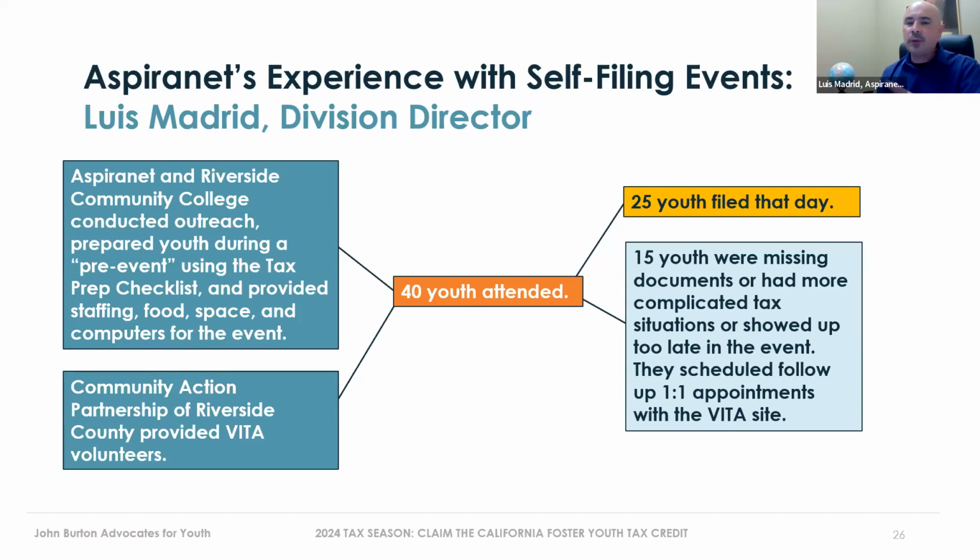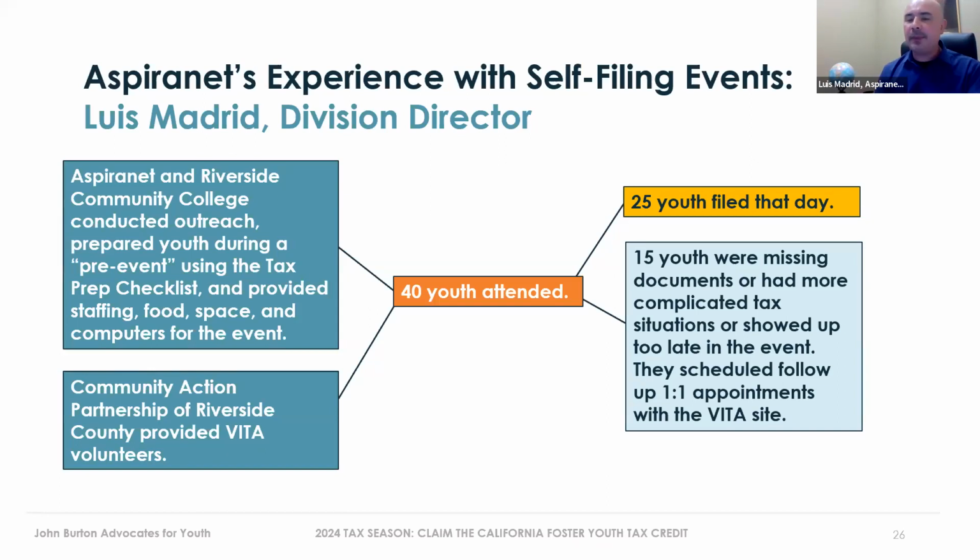Between our Riverside office and also, we had a very successful event in Kern, Bakersfield. Between those two offices alone, we were able to secure close to $50,000 in refunds for our youth, which is pretty amazing. And that's not counting some of our other offices. We're a large organization that, for purposes of this presentation, the focus was going to be on this particular one.